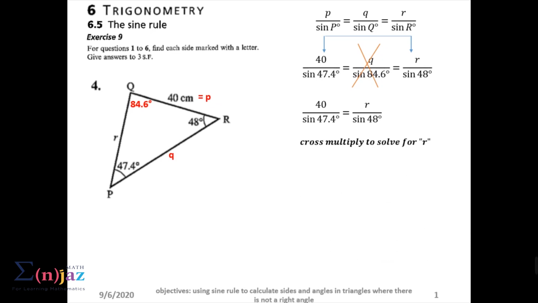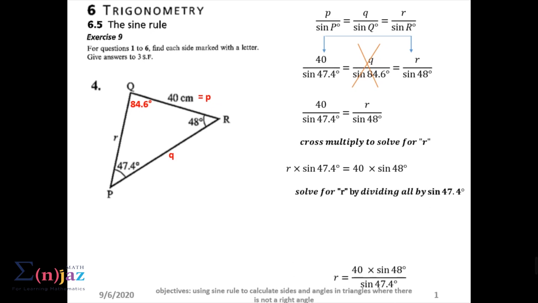Let's cross multiply to solve for R. So it's R times sine 47.4 is equal to 40 times sine 48. We're solving for R, so we must get rid of sine 47.4. So we're dividing all by sine 47.4. So R is equal to 40 times sine 48 degrees over sine 47.4.